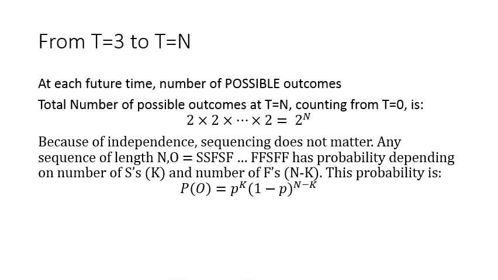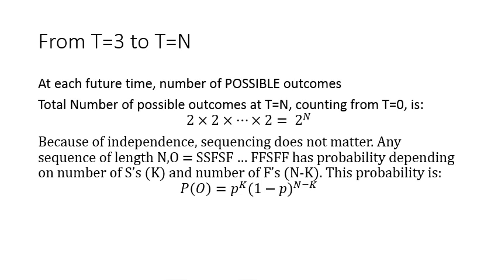When we want to calculate the probability of these outcomes, one thing to note is that because of independence, the sequencing does not matter. So if you have a particular sequence of length n, we will call this O for the outcome. It is like success, success, failure, success, failure, or any kind of mixture of failures and successes, ending with n different outcomes.